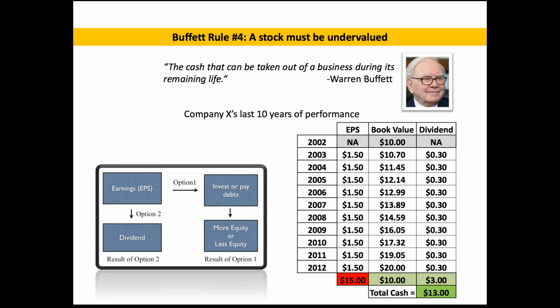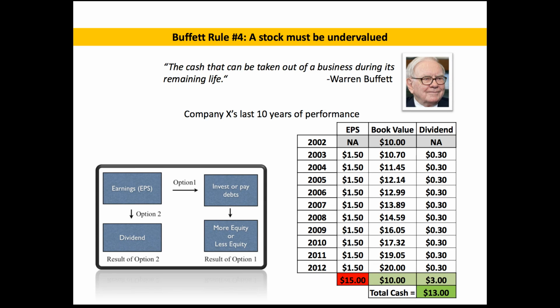And we're going to assume that the book value of the company, which is nothing more than the equity per share, back in 2002 was $10. Okay? And so our EPS is $1.50, and we're going to assume that that EPS was the same for 10 years straight, and it never changed. It was $1.50 every single year.